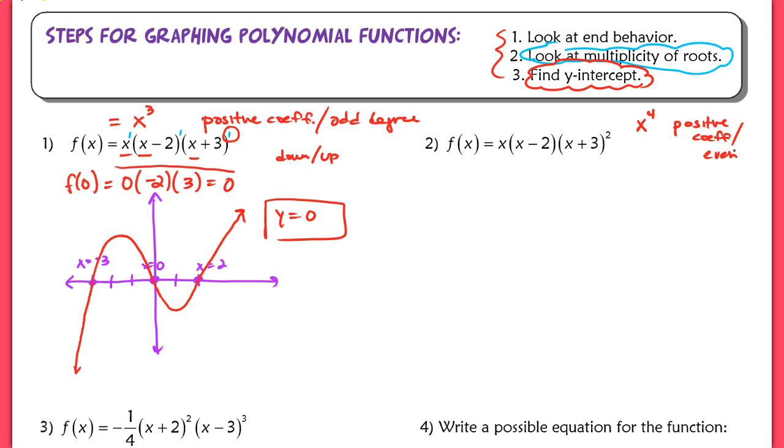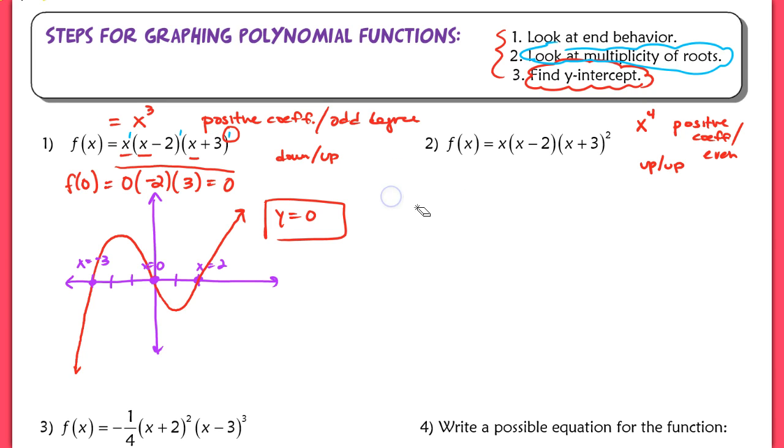So when we look at that graph here, a positive coefficient and an even degree means it's going to open up, up. Okay, so my graph, if I just sketch that out, should open up, up. Now there could be some changes in between. There's going to be maybe some turning points, but the general shape will open up, up.